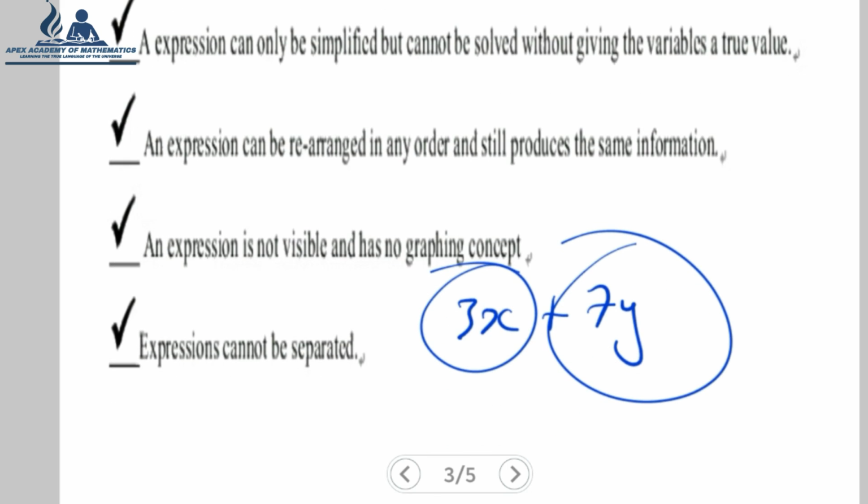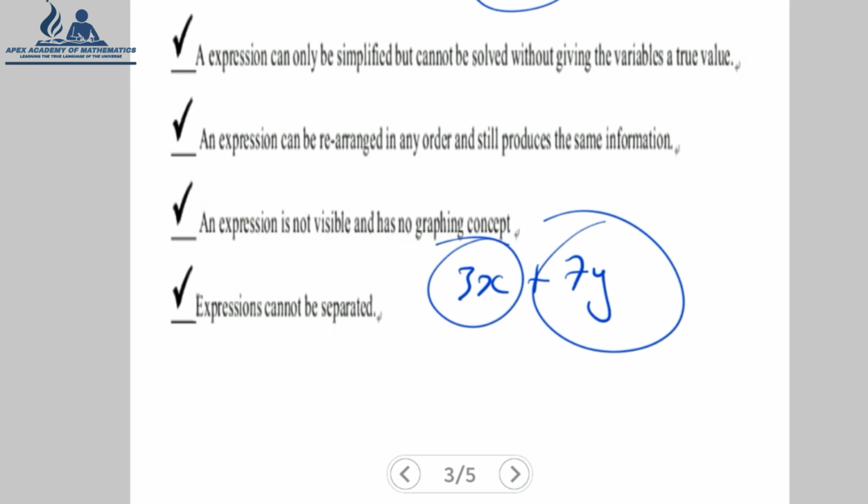So we have expressions that are connected by plus, expressions that are connected by minus, expressions that are connected by multiplication, expressions that are connected by division. All right, guys, so definitely this is something that you want to look out for when you want to know the difference between an equation and expression.